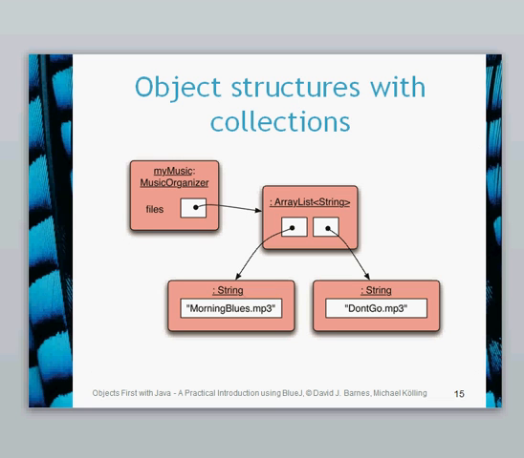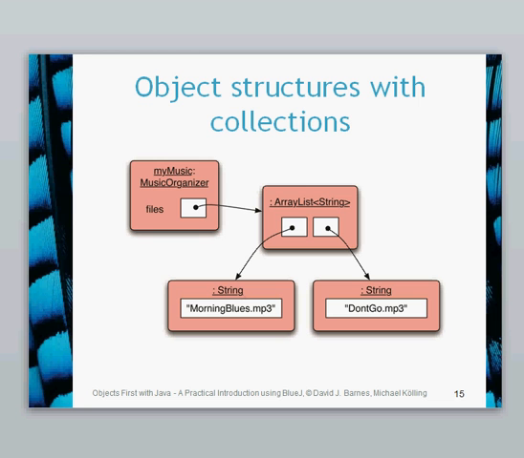Here's an object diagram showing what we're talking about. In the music organizer class, we've got a field called files. That field is of type ArrayList of string. So we've got a reference which points to our object there, which is our ArrayList of string. Within that object, you can store different string objects. So for example, we've got one there which is the Morning Blues string, and then we've got the other one which is the Don't Go string. So that's our object structure.